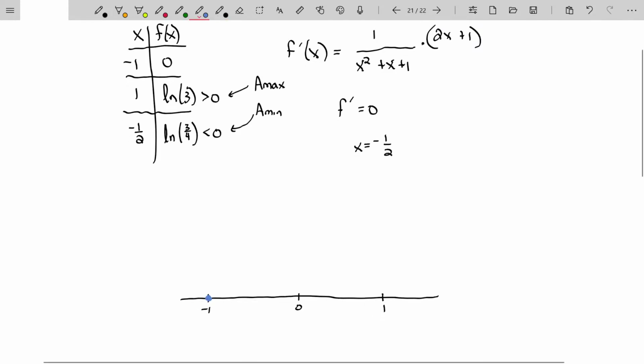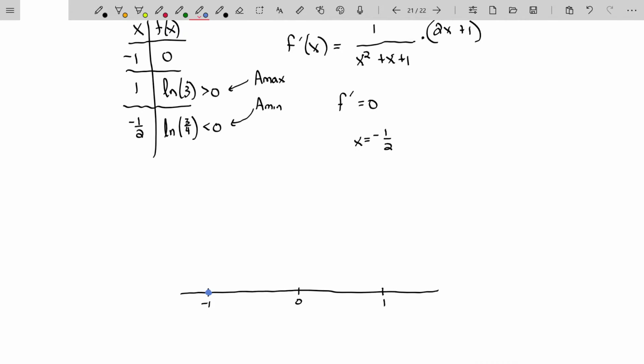At x equals 1, we have a height of natural log of 3. Let's just say it's up there. And at x equals -1/2, we have a natural log of 3/4, which is less than 0. So it might look something like this. It could look like that. Not sure.